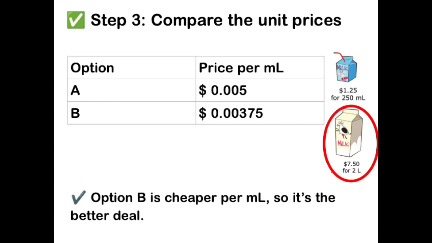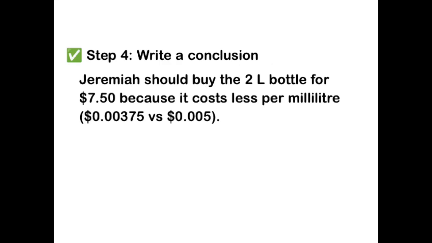Step 3 is to compare the unit prices. Option B costs less per milliliter, therefore option B is the better deal. The fourth and final step is to write your conclusion in a complete sentence. Jeremiah should buy the 2-liter bottle for $7.50 because it costs less per milliliter.